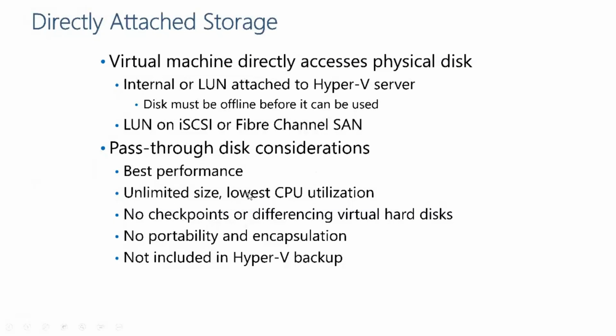Pass-through disk considerations. So pass-through disk is the best performance. It's a limited size. It requires the lowest CPU utilization, but there's no checkpoints or differencing of the virtual hard disk, no portability or encapsulation, and it's not part of the Hyper-V backup. So this pass-through basically is using the hard drive, and it passes through the system and uses the hard drive directly. So the CPU is not used to make any computations to actually use a virtual hard disk. You can't have any of these.